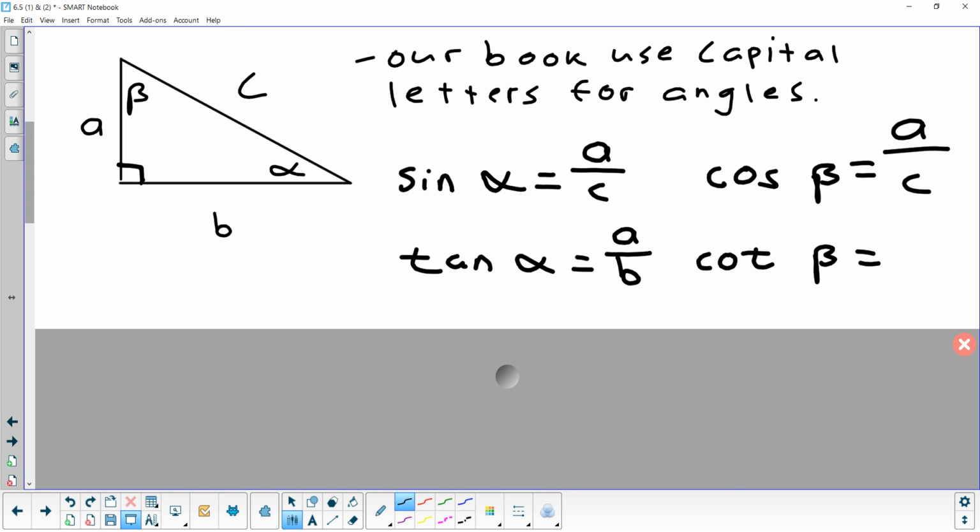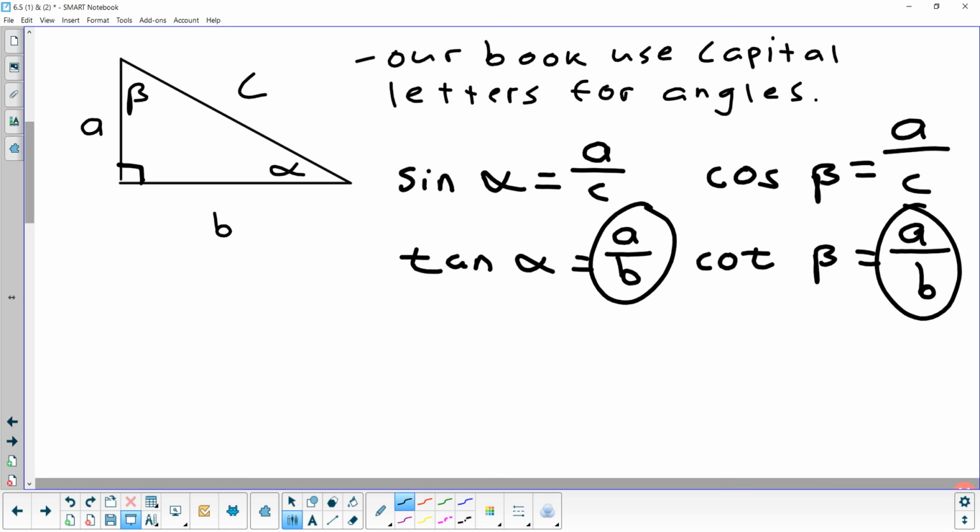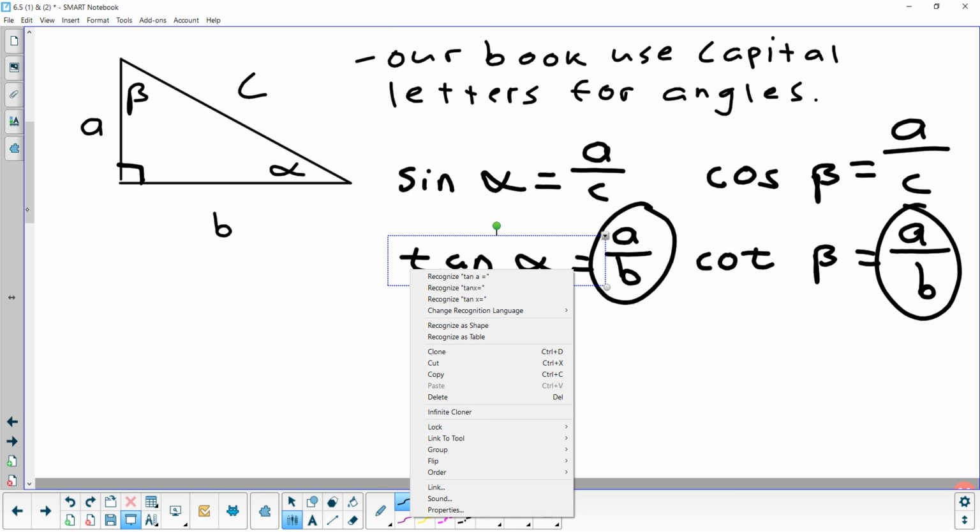Cotangent is adjacent over opposite. So Sarah, what side is adjacent to beta? A. A is right next to it. And Abigail, what side is opposite beta? B. Notice again, these two came out exactly the same. And that will always happen if you follow the pattern that I've been doing. Putting the word co in front of that one, and putting the complement of that one.